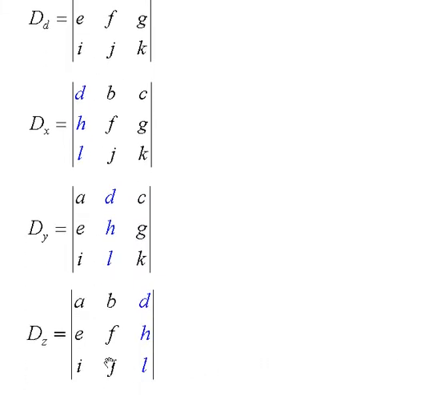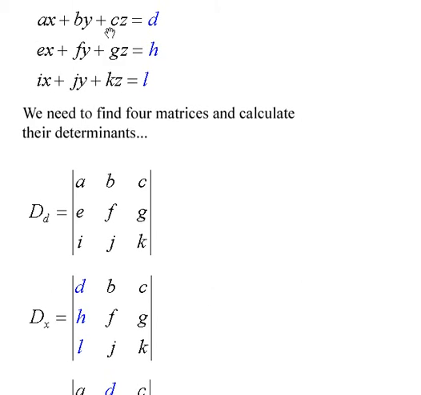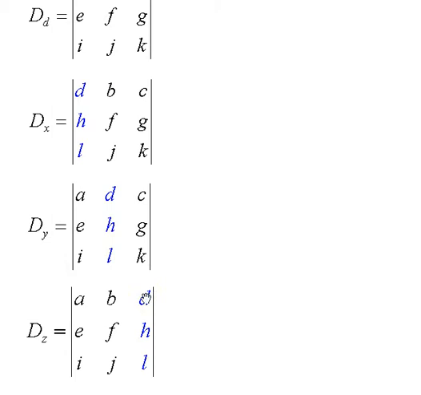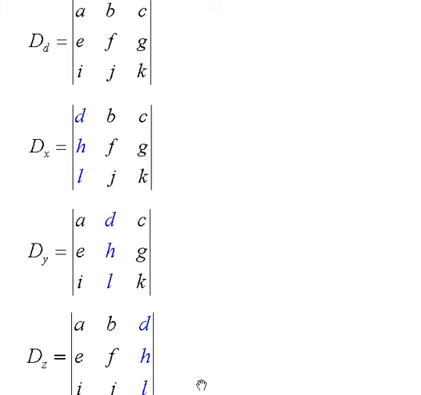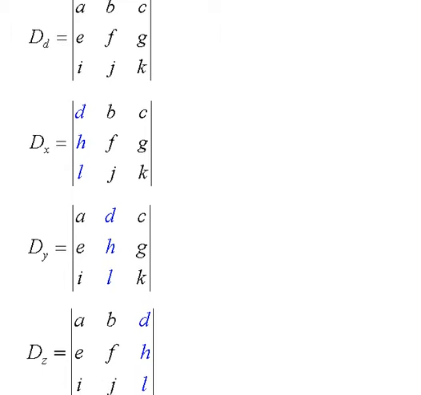For the numerator of z, we're going to do a similar process. We have the coefficients of x in the first column, coefficients of y in the second column. We would have had the coefficients of z in the third column, but we're going to take those coefficients of z, c, g, and k, and replace them with the constants d, h, and l. So we're taking that c, g, and k out, replacing them with d, h, and l. And if we simplify and find the determinant of each of these 3 by 3 matrices, we'll have our ordered triple in space, which will represent our solution to the system of simultaneous equations.